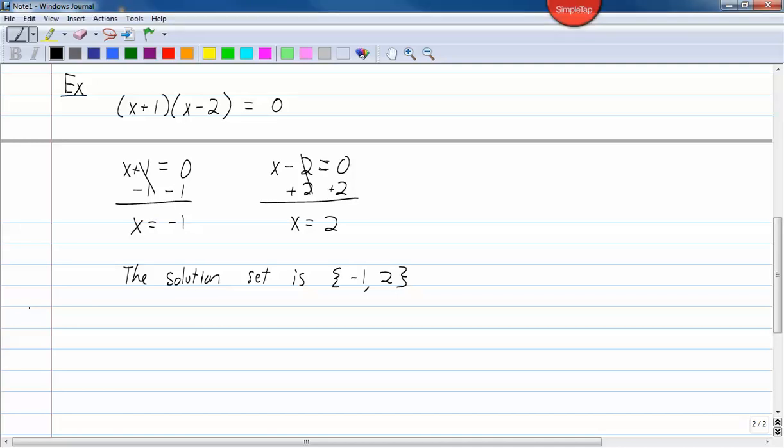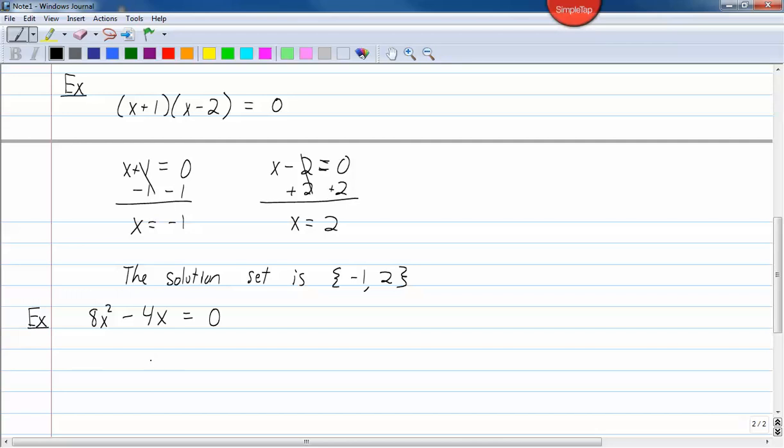Now let's say that I wanted to solve this quadratic equation by factoring. Let's say that I had 8x squared minus 4x equals 0. So you see, I don't have all 3 terms. I just have the first term of the quadratic equation, that's the x squared term, and the second term, the x to the first term.